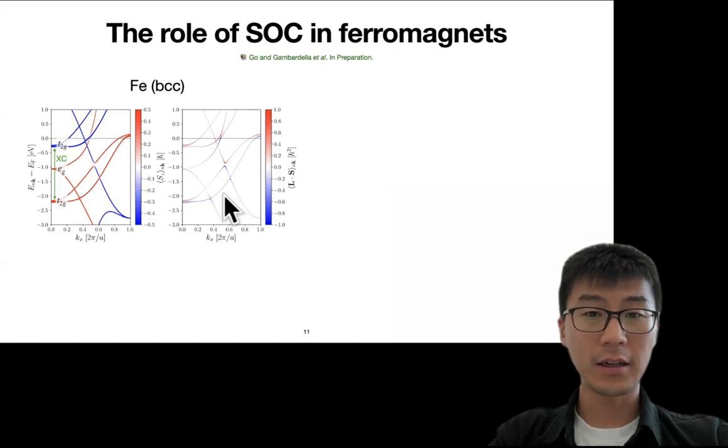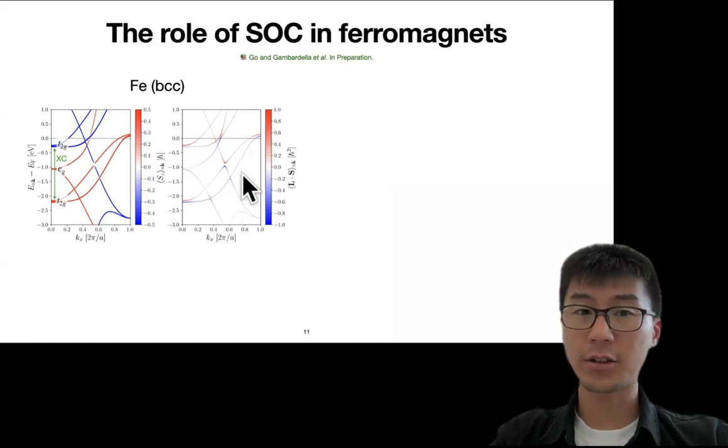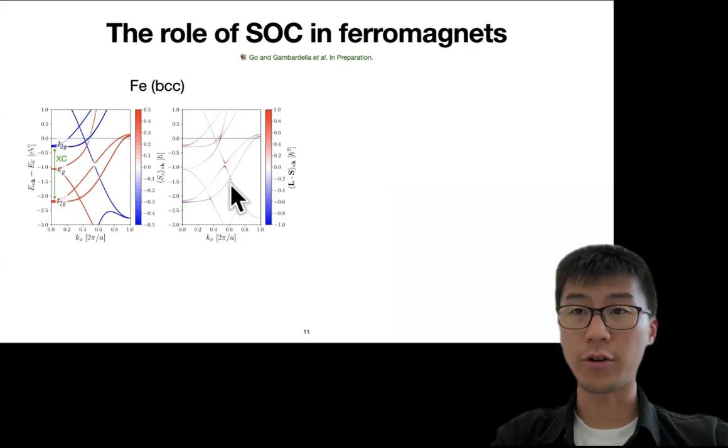And on the right, the L·S correlation is shown. But what you see is that for iron, the spin-orbit effect is not so pronounced. Well, there are some hotspots here, here, here, or here. But overall, L·S is quite suppressed at many points in the band.